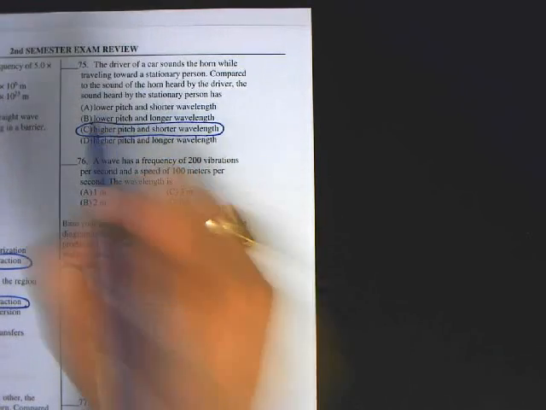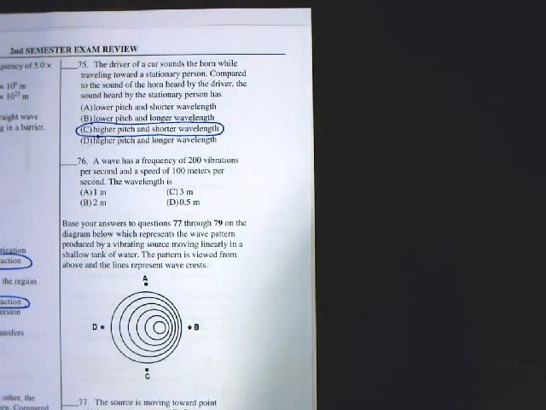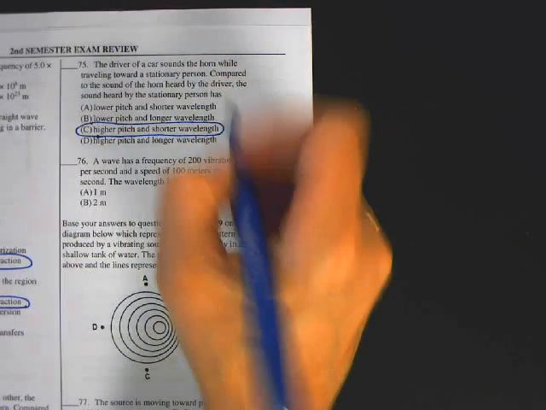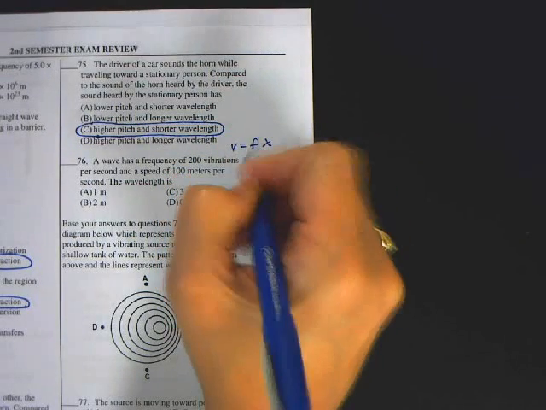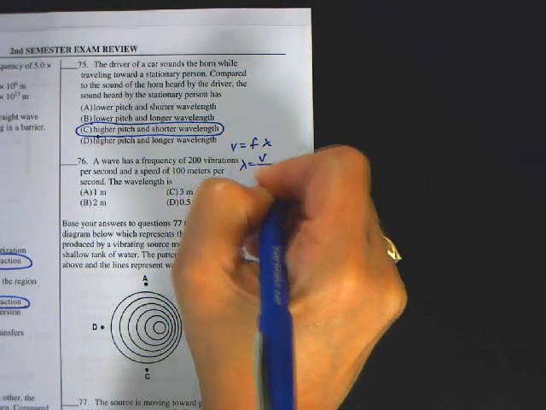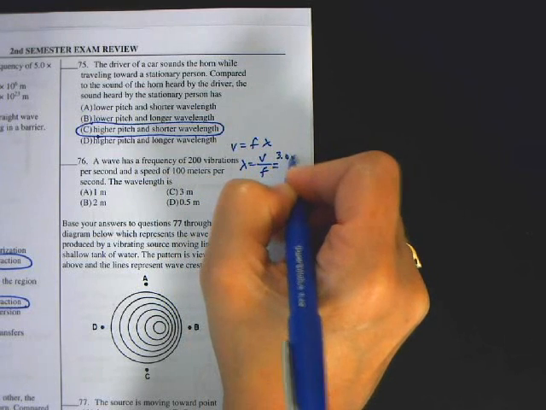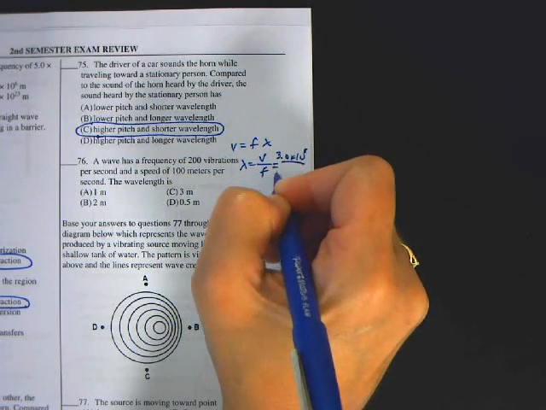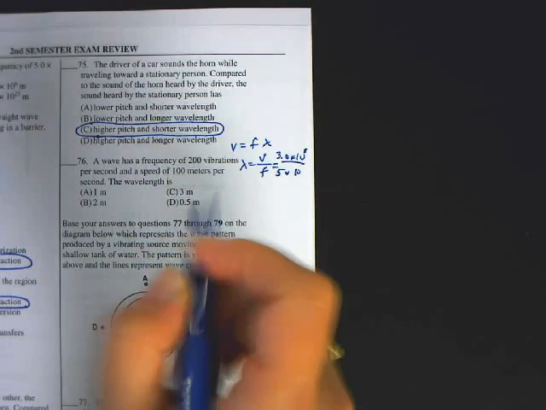A wave has a frequency of 200 vibrations per second and a speed of 100 meters per second. What's the wavelength? So this is, again, v equals f lambda, so lambda is equal to v over f. So 3.0 times 10 to the 8 meters per second divided by 5 times 10 to the 14. So it comes out to be 0.5.